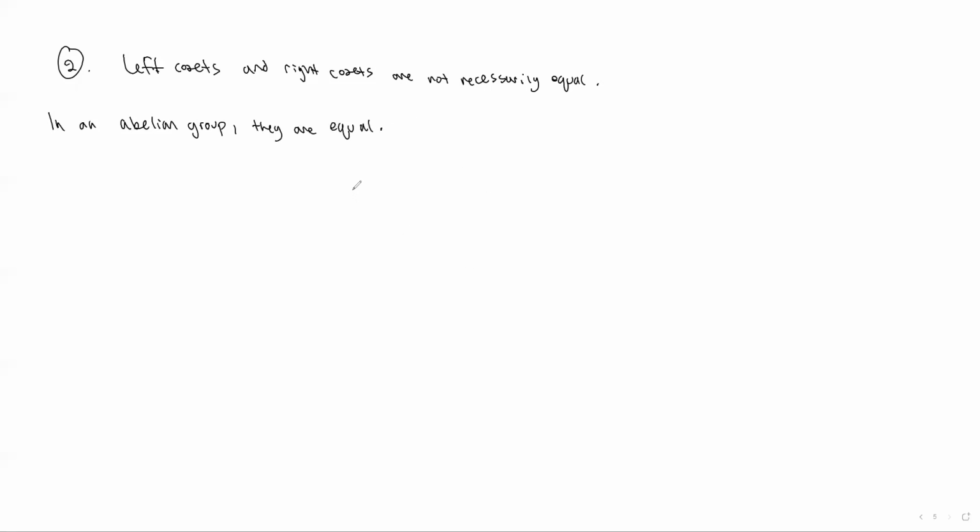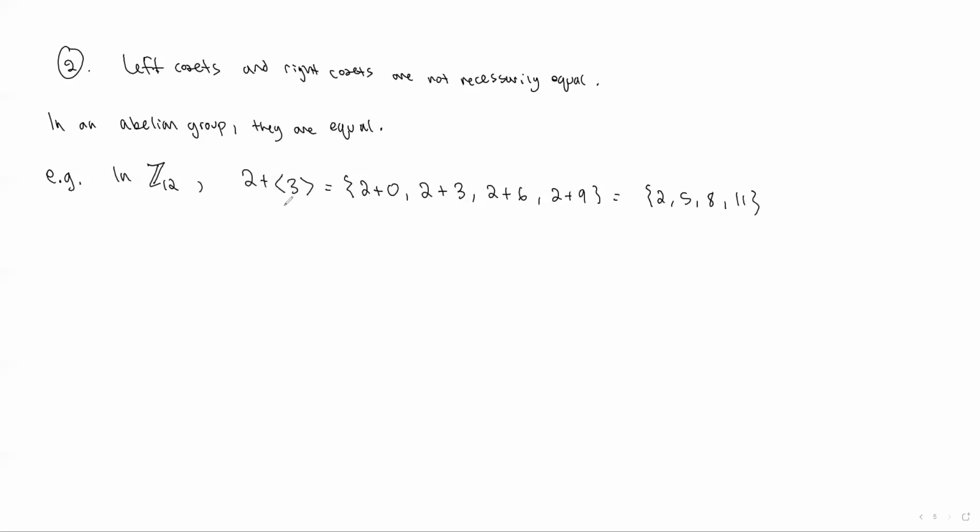So I didn't calculate the right cosets, but if I did, they would have been equal in our example before. So for example, in Z12, let's do 2 plus the subgroup generated by 3. That's just going to be 2 plus 0, 2 plus 3, 2 plus 6, 2 plus 9, which is 2, 5, 8, and 11. If you do the subgroup generated by 3 plus 2, you get 0 plus 2, 3 plus 2, 6 plus 2, 9 plus 2.